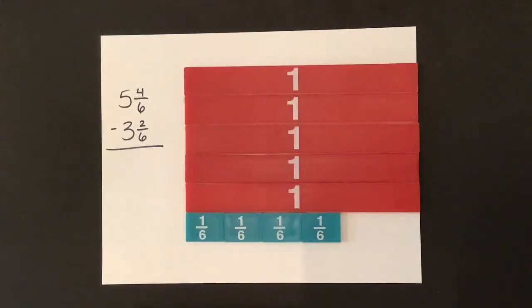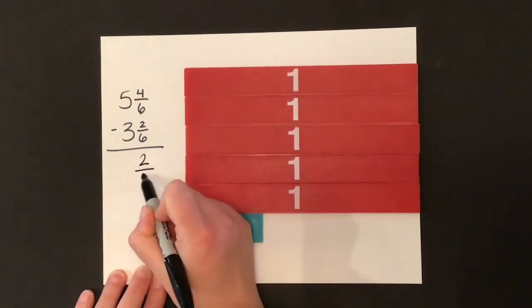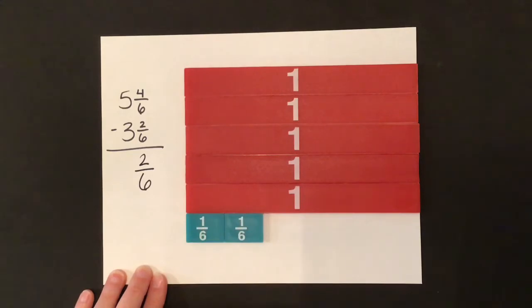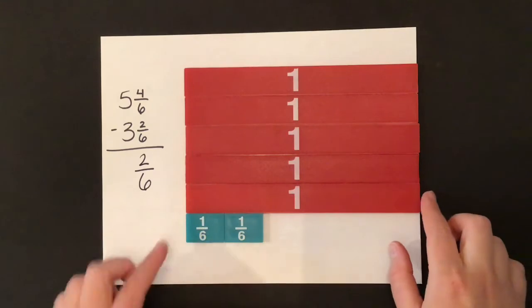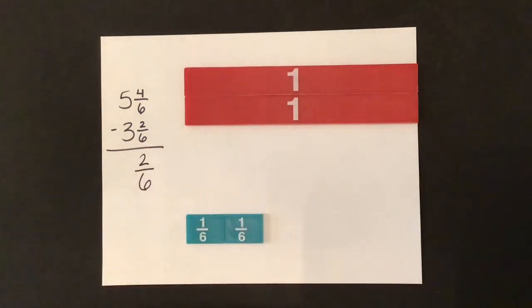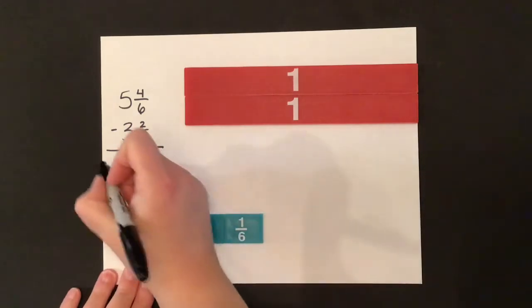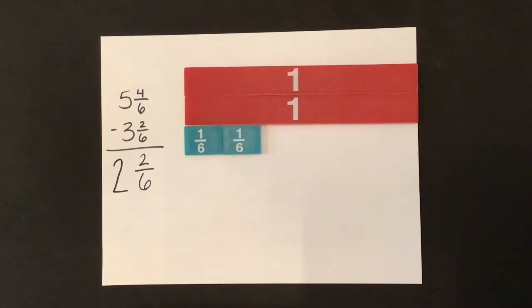Here's what it looks like with fraction bars. I have 4/6. I'm going to take away 2 of the pieces. That leaves us with 2/6. And then I can go ahead and take away my 3 wholes. And we're left with 2 wholes. So our answer is 2 2/6.